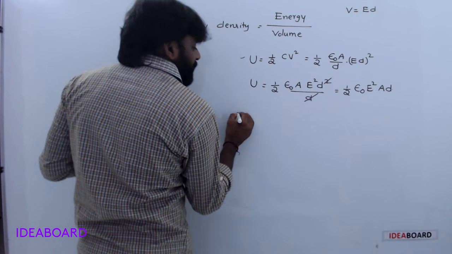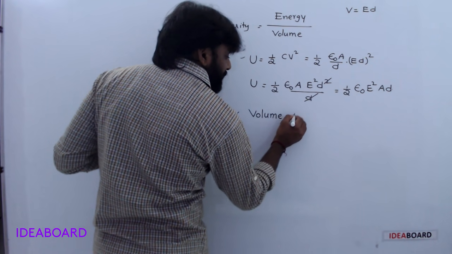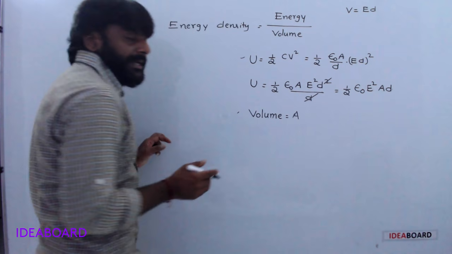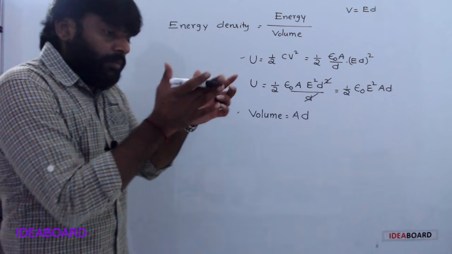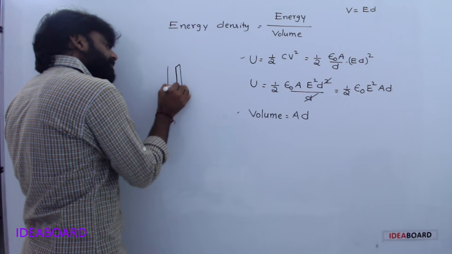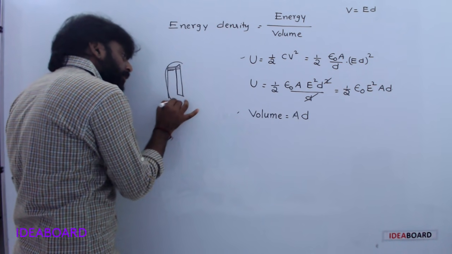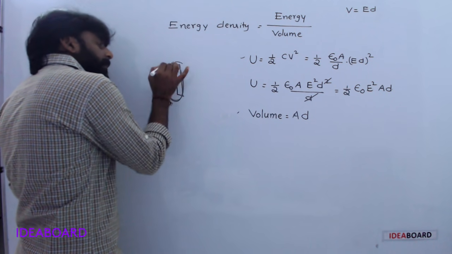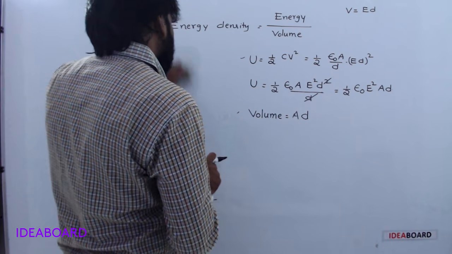It is energy. Next, volume of the parallel plate capacitor. Volume is equal to area of the plate into separation distance. Volume means its area and also the separation distance. It gives the total volume of the parallel plate capacitor. Okay. Parallel plate capacitor volume is equal to Ad.